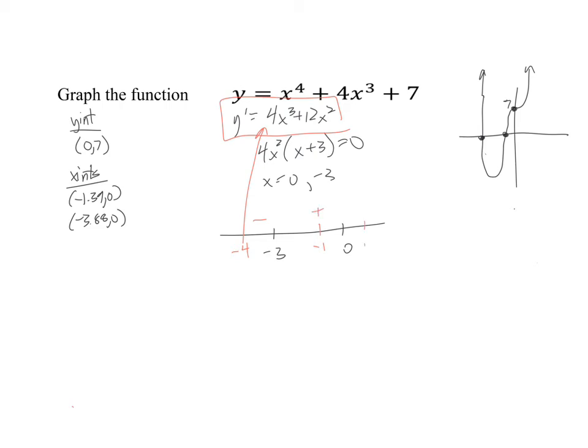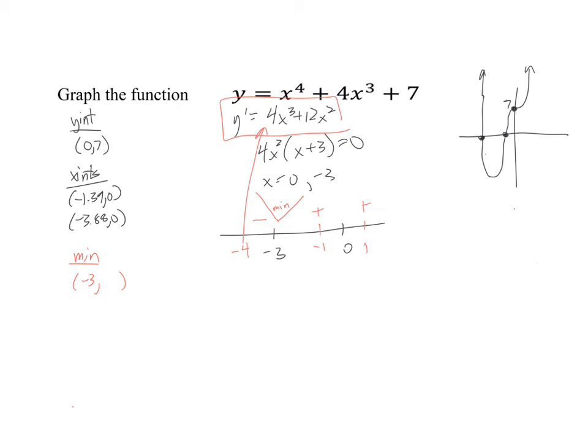And let's try positive 1. Put positive 1 into there. We get 16. So that's also positive. So you can see from our testing now we have a negative slope here turning to positive slope. So we definitely have a minimum at negative 3. Let's make our little list on the side here. We'll figure out the y-coordinate in a second.